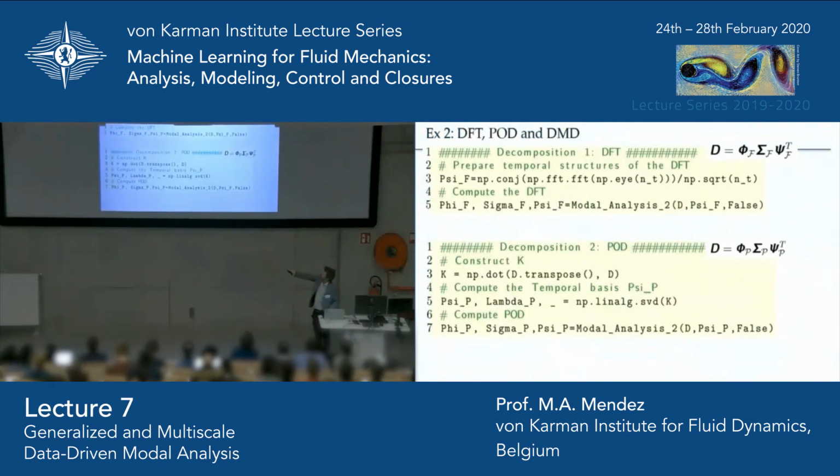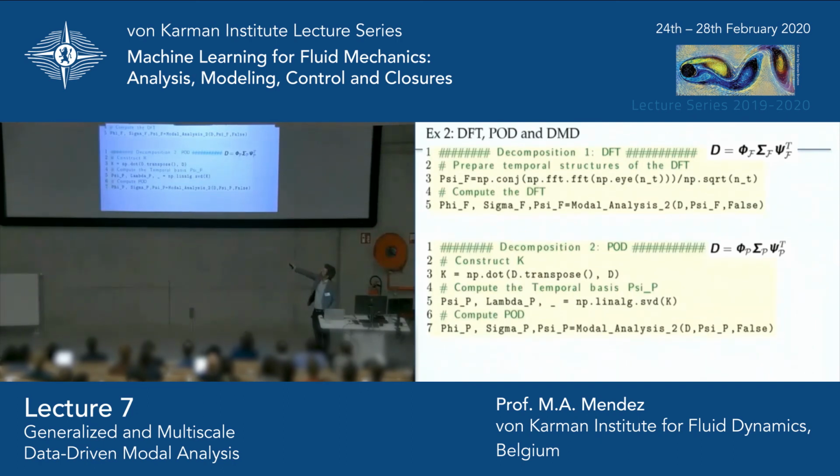I first compute my psi f by taking the conjugate of the FFT of the identity. This is just because in the FFT they were too lazy to put the conjugation, so they use directly the conjugation of the Fourier matrix to do the projection, okay? So psi f is your Fourier matrix.